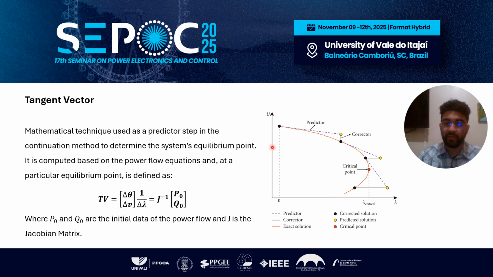Here we have this example of how the tangent vector works. We calculate the tangent vector using a displacement of a parameter lambda. I'm going to mention this parameter lambda later on, until we get to the critical point. Further from there, we have our instability region.